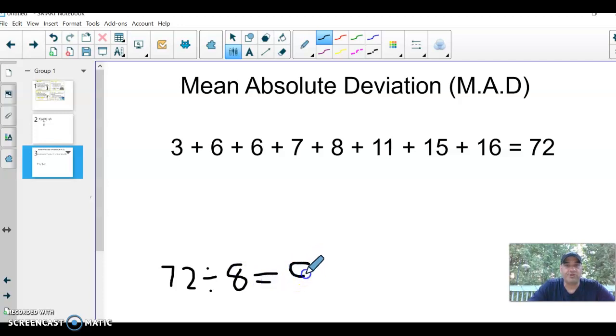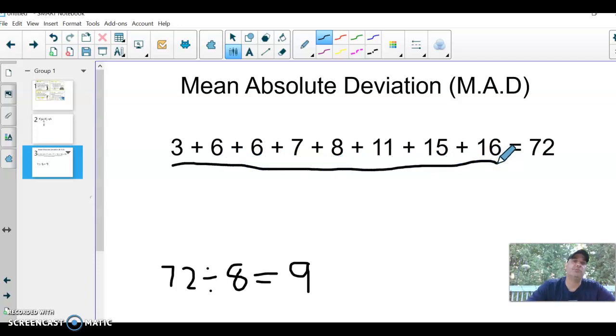But I only did the first part of this, right? The mean absolute deviation. So what I'm going to do is draw a line under here and find out how far each one of these numbers is away from 9. So how far is 3 from 9? That's 6. How far is 6 from 9? It is 3. Again, how far is 6 from 9? That's another 3. So I'll write that right below it.